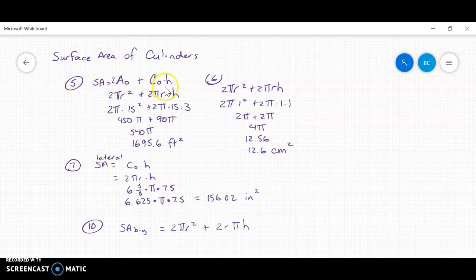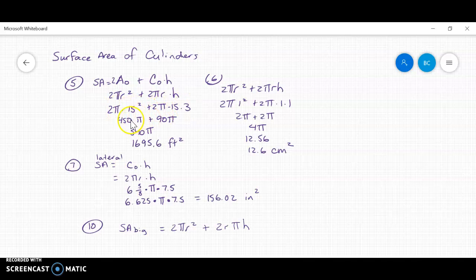Problems number 5 and 6 were pretty straightforward. I know, again, that the surface area of a cylinder is going to be the area of its base times 2, plus the lateral surface area, which is going to be the circumference of the base times the height. Notice that I started off writing the idea of it, and then I specifically wrote the formula, and then I started plugging in the numbers. And I did the same thing on problem number 6 right next to it.